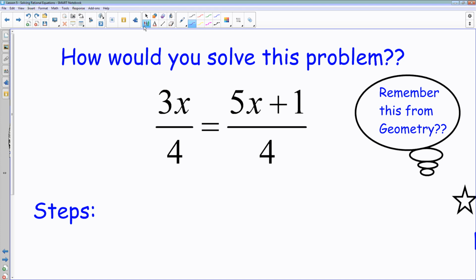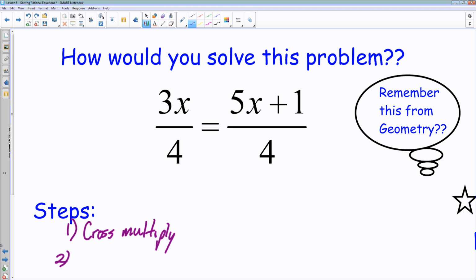And when it's in this form, we can cross multiply. You should remember that from geometry. So we're going to cross multiply. But remember, that's only when one fraction equals another fraction. That's the only time you can cross multiply.